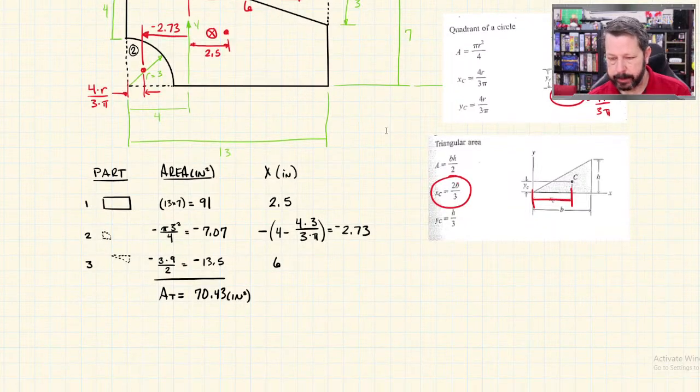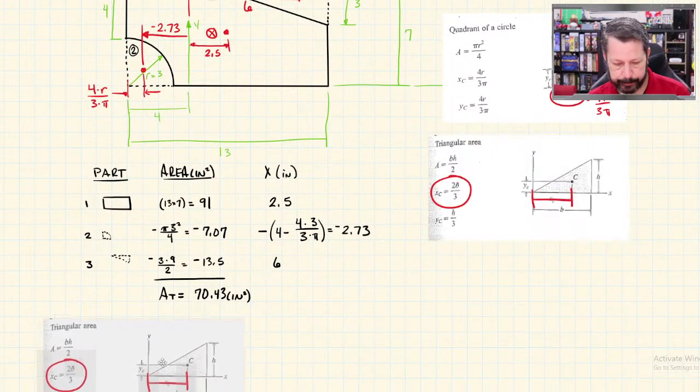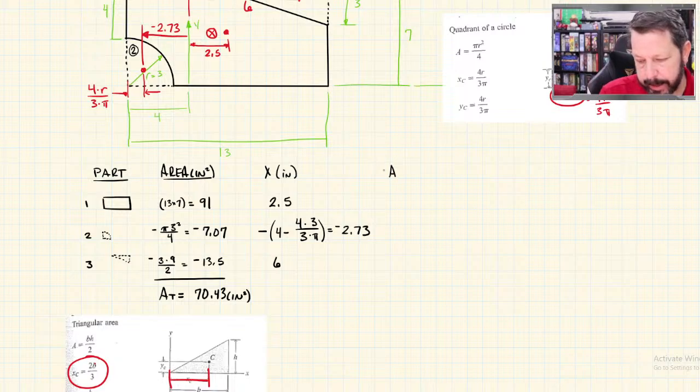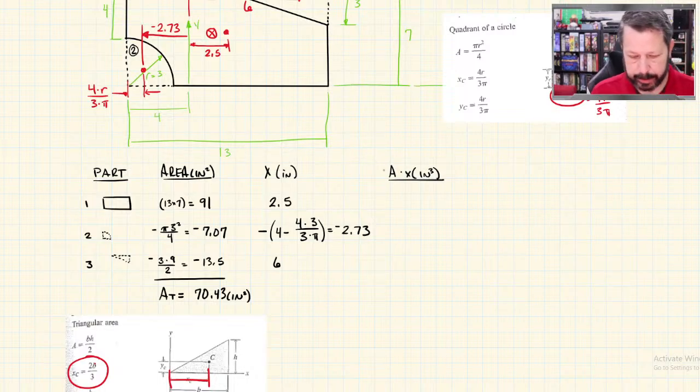All right, let's move our reference triangle out of the way for now. And let's do A times x. We could do the y's, but let's go ahead and find the A times x. Okay, 91 is our area, times x of 2.5 is 227.5.